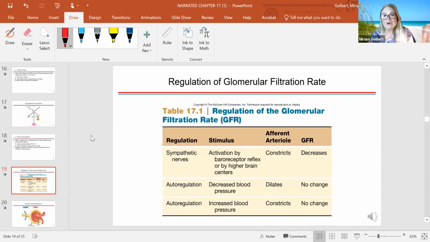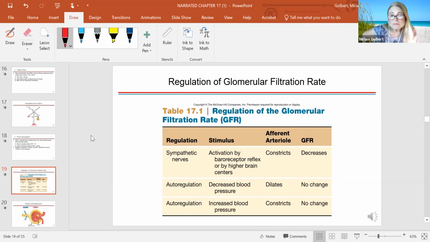So this is how we can regulate glomerular filtration rate. Remember, this refers to the amount of blood that we filter in the glomerulus per unit time, right? So if you have an activation of the baroreceptor reflex, which means baro means pressure, so this is from blood pressure dropping, the afferent arteriole is going to constrict, so we're not going to filter too much urine out because that's going to decrease the blood pressure even more. So that's why it says the GFR decreases.